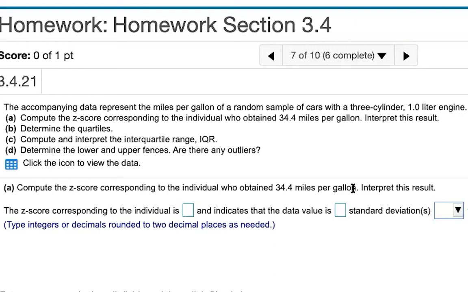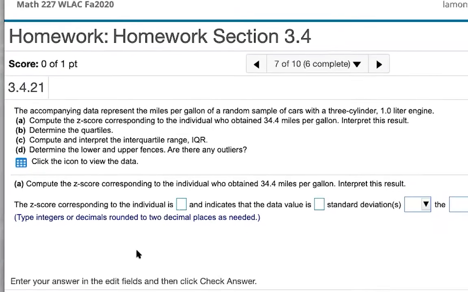Okay. Interpret this result. That's a good one. That's a good question, man. Compute the Z-score corresponding to the individual who obtained 34.4 miles per gallon. Interpret this result.